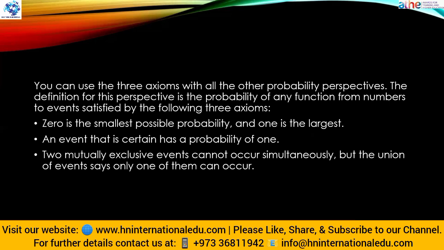The definition of this perspective is the probability of any function from numbers of events satisfied by the following three axioms. And the three axioms are: 0 is the smallest possible probability and 1 is the largest. We have only two probabilities, 0 and 1. 0 is the smallest, 1 is the largest. An event that is certain has a probability of 1. If the event is going to happen, then we say this has the probability 1. Two mutually exclusive events cannot occur simultaneously, but the union of events says only one of them can occur.